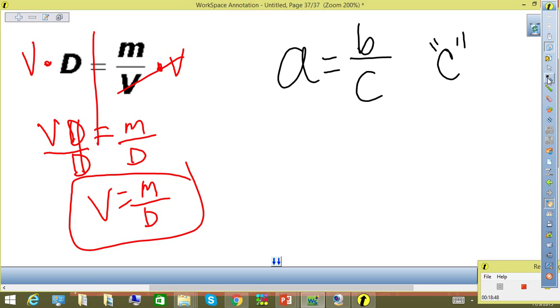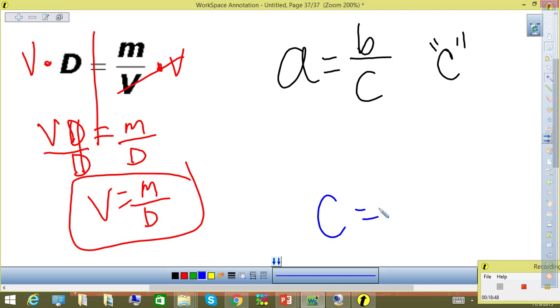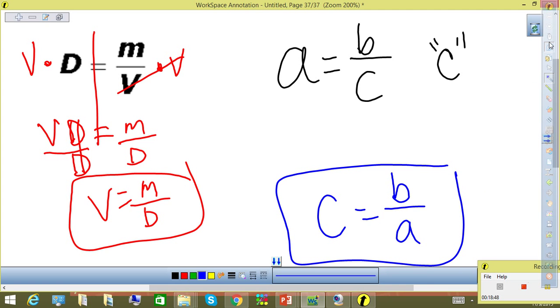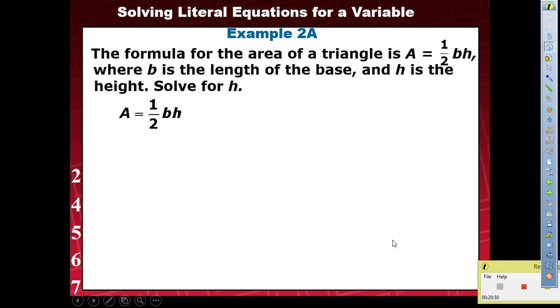Focus, please. Okay, what'd you get for this one, Chris B? C? Hands if you got that. That is correct. And the last one. Copy this one.